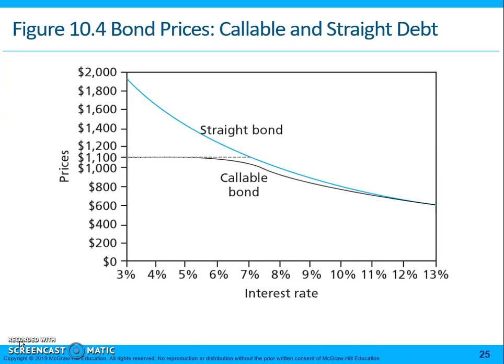Example here, we've got a graph with the bond price on the y-axis and interest rate on the x-axis. We saw the straight bond price before, so it has a curve to it. However, if the bond's callable, there will be a ceiling for the price. Buyers will not be willing to pay over that call price. So the price function will look much different for a callable bond.